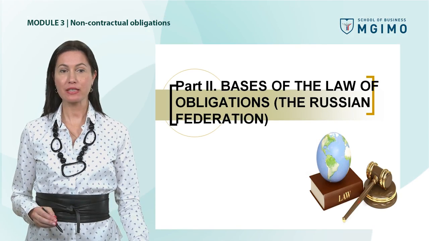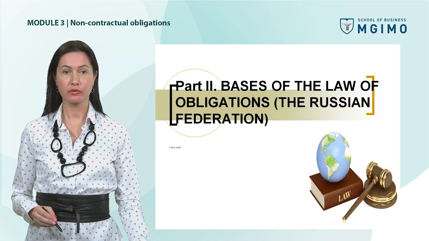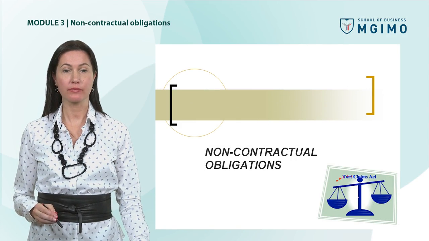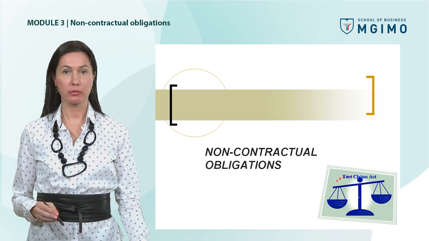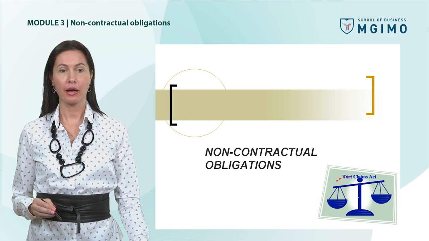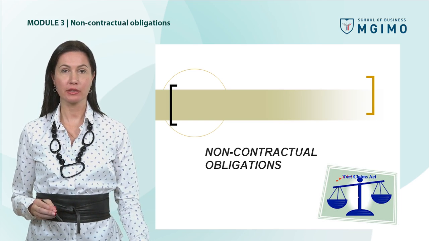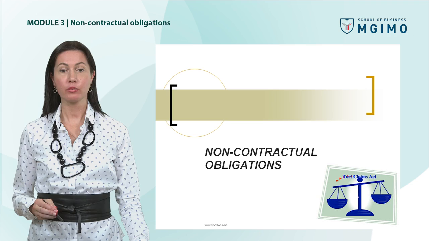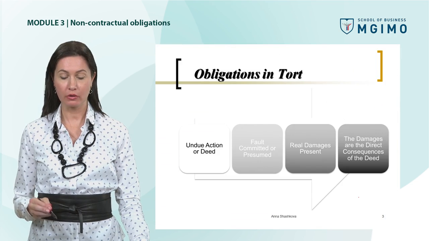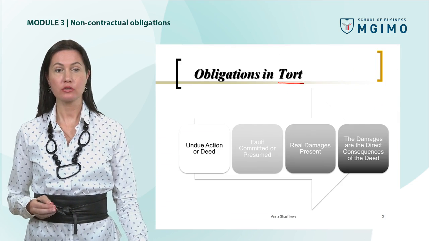So we proceed with the basis of the law of obligations in the Russian Federation, and now we speak about non-contractual obligations. When we speak about non-contractual obligations, it is necessary to understand that here we do not have a contract. So our relations are not regulated by the contract, but they are regulated by the law. It is a special chapter of the Civil Code which is dedicated to non-contractual obligations. And we will speak about tort. Tort means obligations due to causing harm.